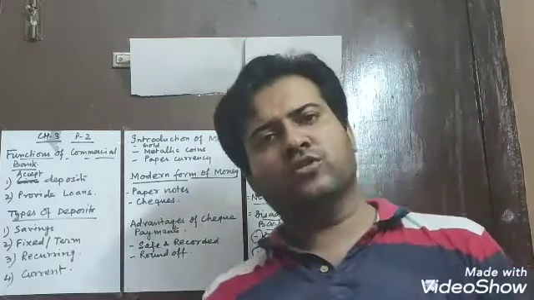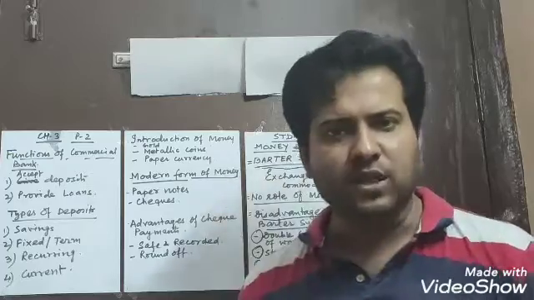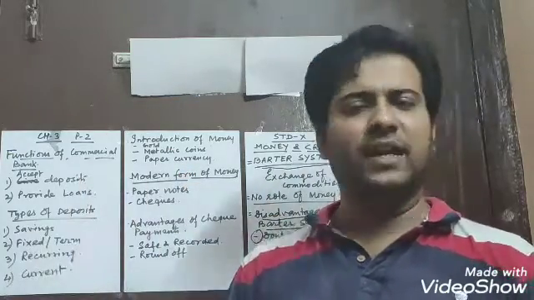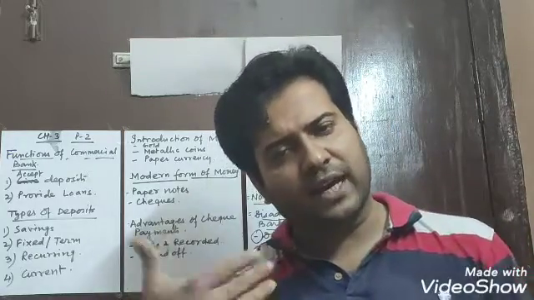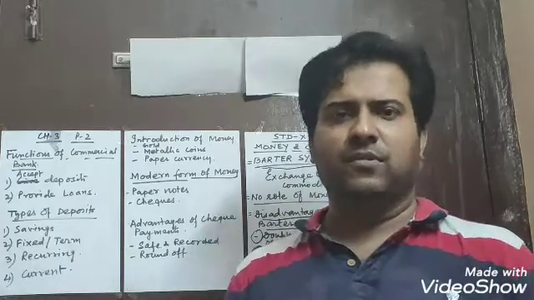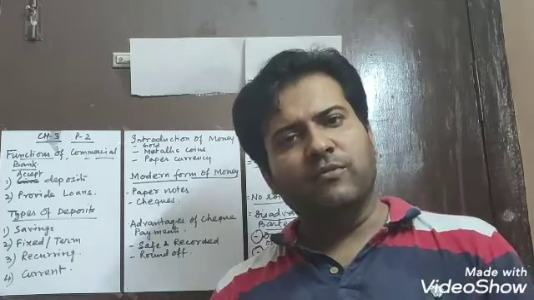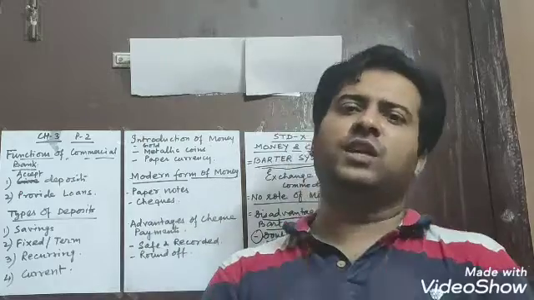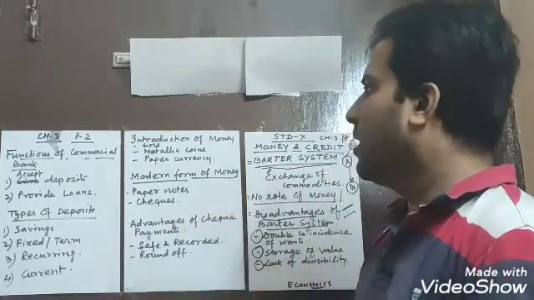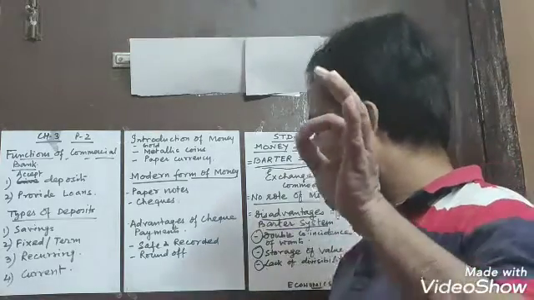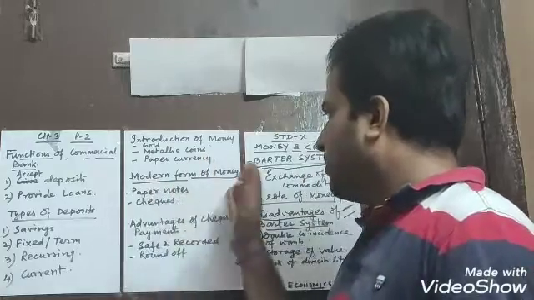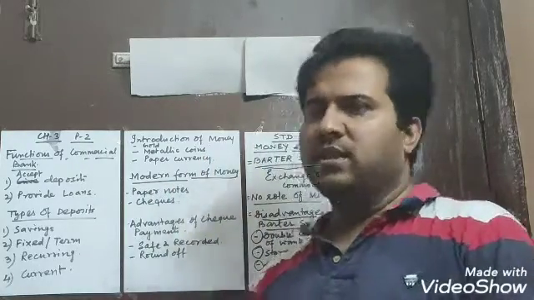Moreover, if the check is lost or stolen, there is no need to worry, because if the drawer draws an account payee check to the receiver, there is no danger of the check getting misplaced or stolen or anything. So this was the advantages of the modern form of money such as paper notes and check.